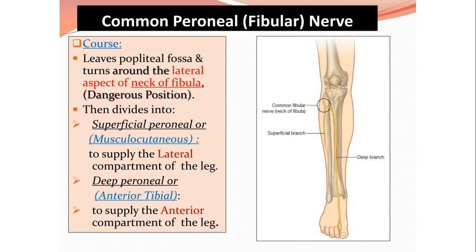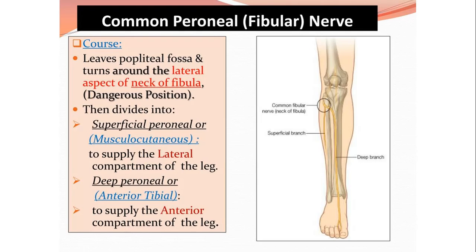Then is the common peroneal nerve. Common peroneal nerve is a branch of sciatic nerve. The sciatic nerve branches in the popliteal fossa, and from the popliteal fossa it turns laterally and winds around the lateral aspect of the neck of fibula. It's a dangerous position, because if you feel your leg laterally, you can feel the head of fibula. It's just like in the upper limb, where the ulnar nerve passes behind the medial epicondyle, so that area becomes dangerous for the ulnar nerve.